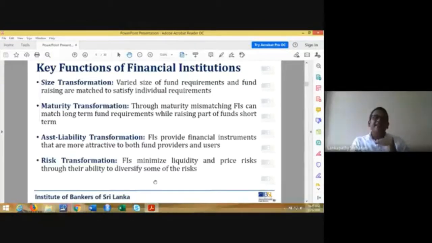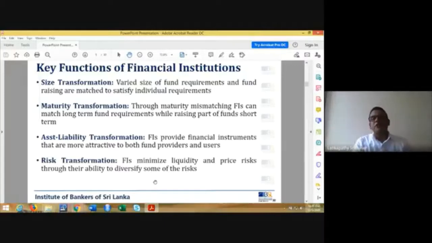The third one is asset liability transformation. The financial institution provides financial instruments that are more attractive to both fund providers and users. That is one of the main functions. For example, let's assume there's a fund surplus unit as well as a fund deficit unit. As I mentioned already, can't we give the funds from the surplus unit to the deficit unit directly? Of course, we can't, because there may be different assets and liabilities, and we must have trust in the deficit person, and there must be trust in the surplus person as well.